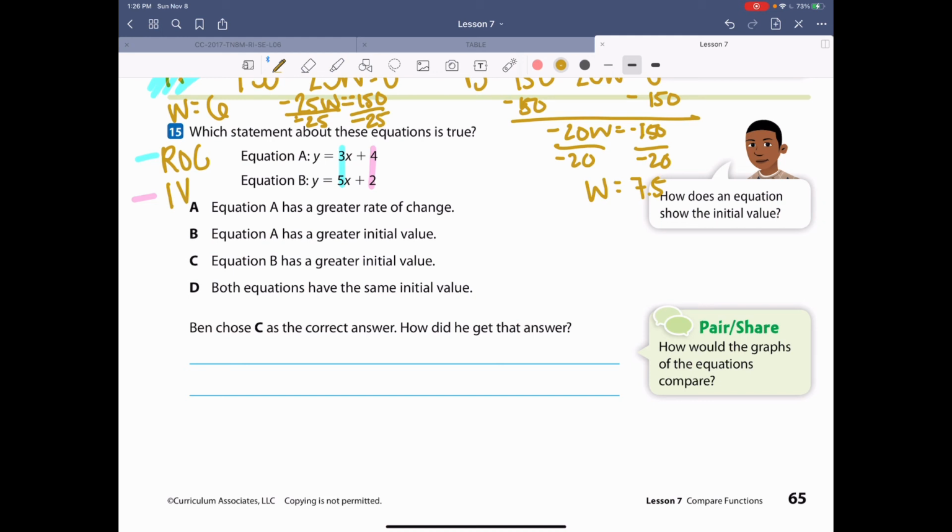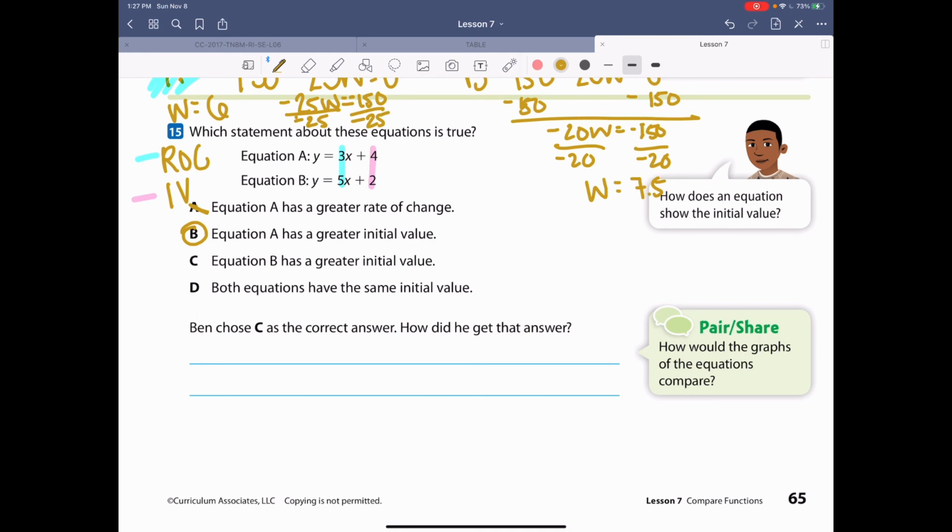Okay. All right, so A says equation A has a greater rate of change. Well, the rate of change for equation A is 3. The rate of change for equation B is 5. So 5 is, of course, bigger than 3. So that cannot be true. B, equation A has a greater initial value. That is true. The initial value is 4 for equation A, and the initial value for B is 2. 4 is greater than 2, so that is correct.